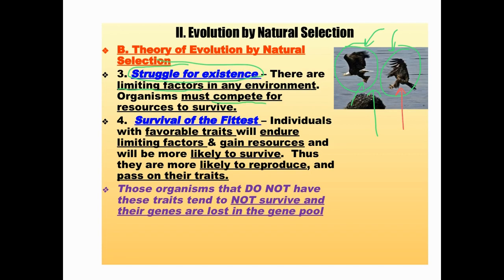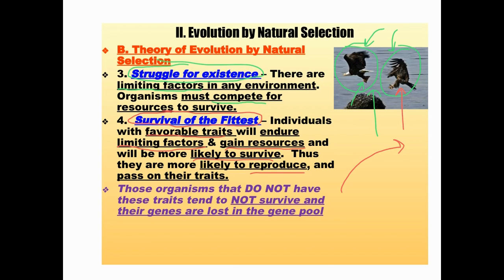And going with that, since you're in competition, it's survival of the fittest. Now remember, fittest doesn't mean that you're in the best shape or the fastest or whatever. It's just whoever has favorable traits that have adaptations that endure the limiting factors, that you can gain resources like food, you are more likely to survive. Thus, since you're alive, you're more likely to mate and reproduce and pass on your traits to the future generation. Pass on whatever trait it is that allowed you to live. Your babies are more likely to have that same trait that'll allow them to live.